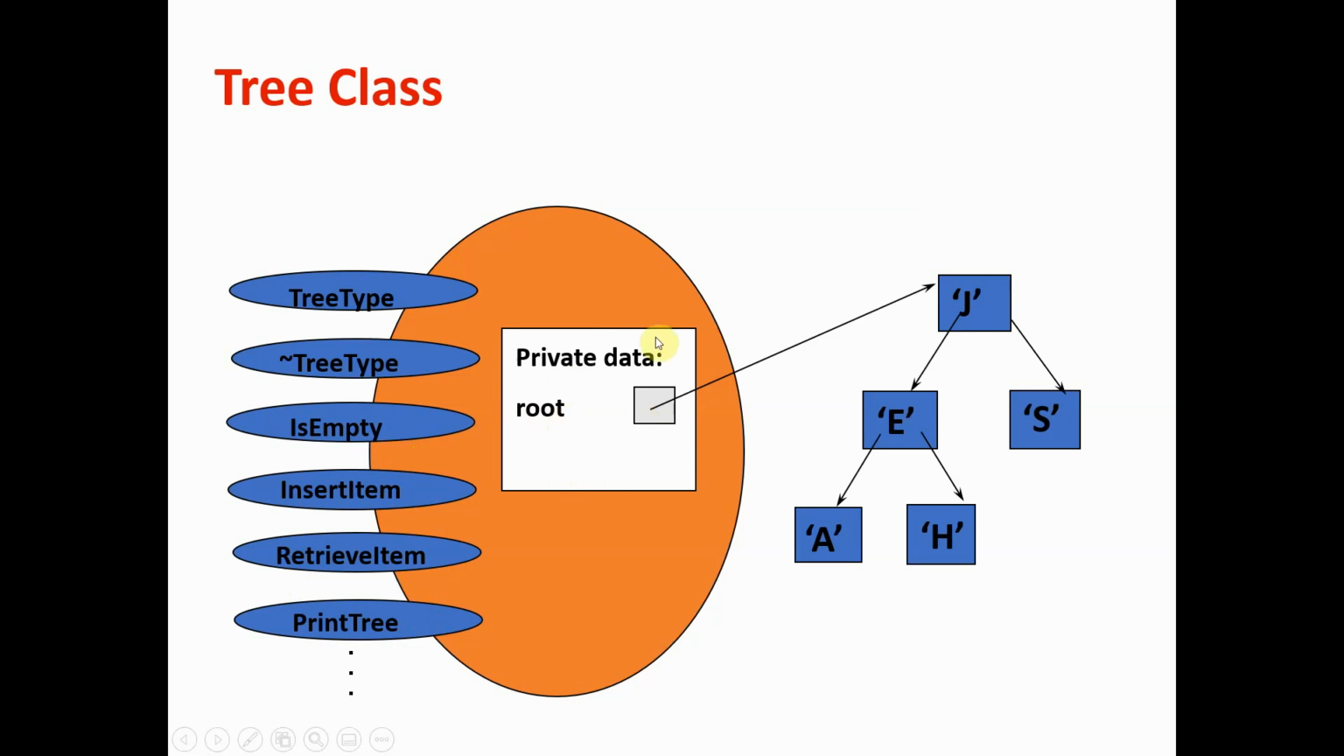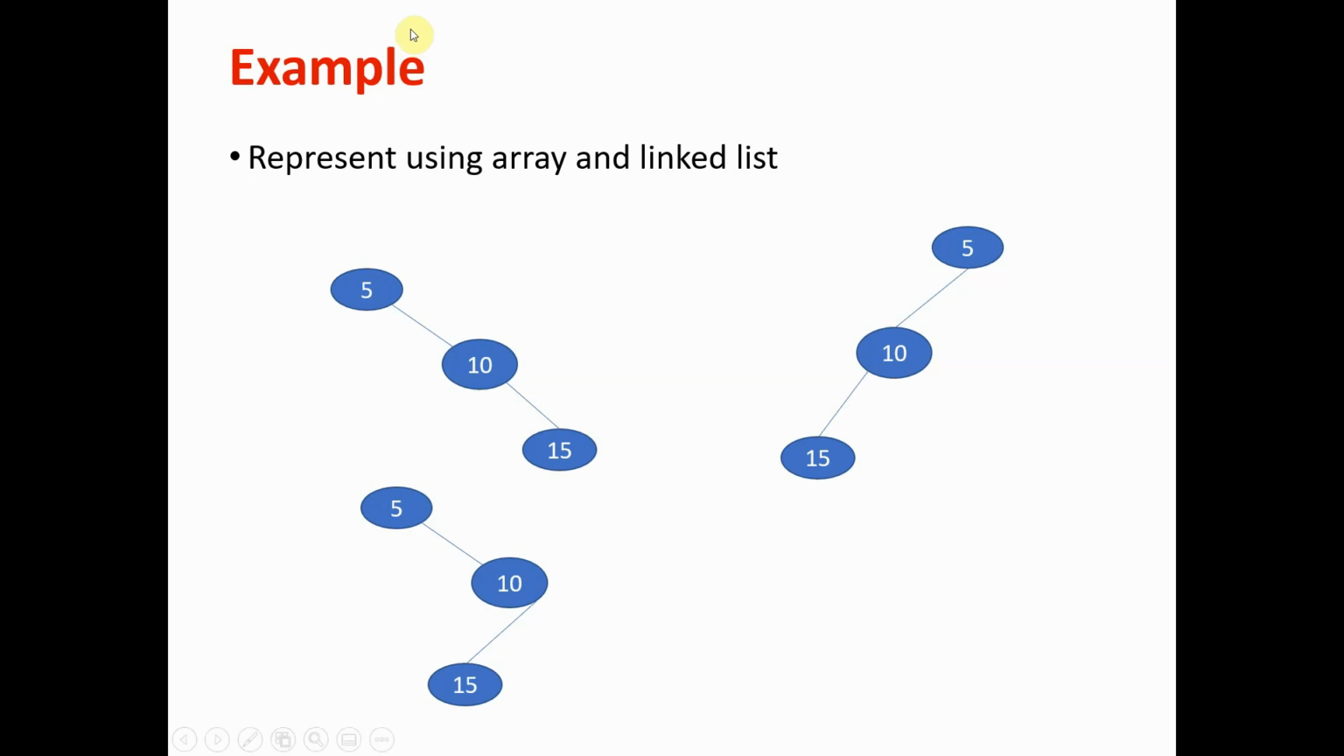In the tree class that you have, you need a root pointer that points to your root, a similar concept to the head pointer we had for the linked list. As an example, I want you to represent these three trees using arrays and linked lists, and show it maybe on a piece of paper.